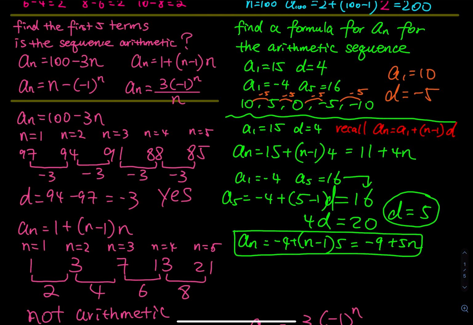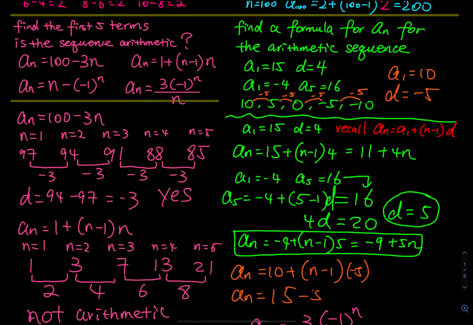That's it. So the an equals the first term, plus the number of terms minus 1, and then times the common difference. There you go, simple. An equals 10 plus 5, 15, and then minus 5, and there we go. That is for the last one.